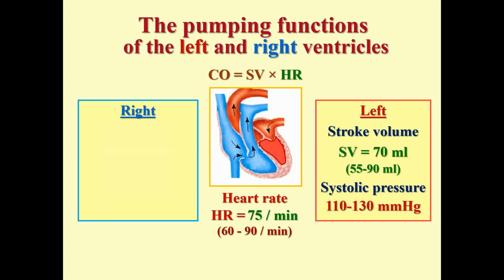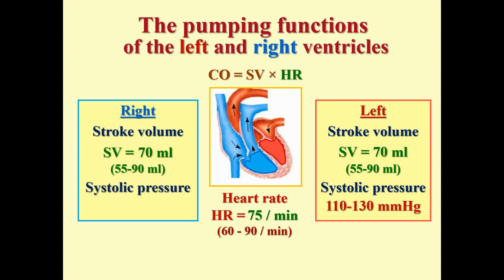The right ventricle produces the same stroke volume, the same range, no difference. Just the systolic pressure developed by the right ventricle is much less, 25-30 millimeters of mercury. By the way, these numbers coincide with the pulmonary artery blood pressure. It's better if you remember.